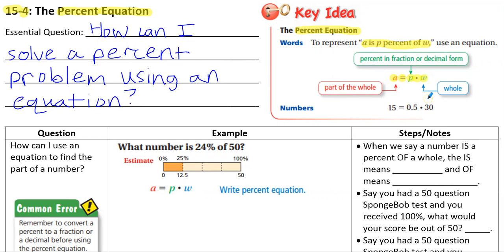So if you had a 30 question test and you got a 50%, it was really tough. Maybe it was a math test. It's one of my bad tests. You have 50%, you would do 0.5 times that 30 to get the 15 total questions you got right.